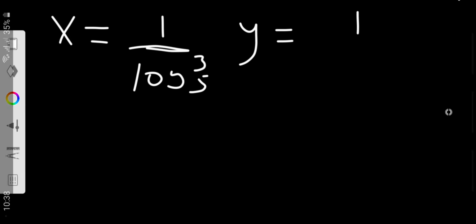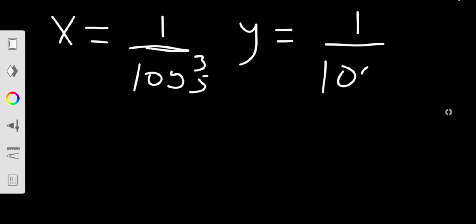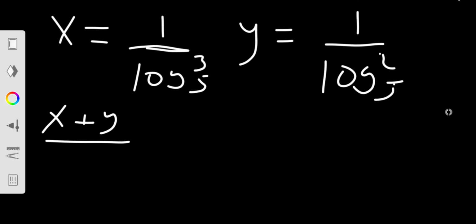So remember what x was. X was 1 divided by log of 3 to the base of 5, and epsilon was 1 over log of 2 to the base of 5. And now, we had what? We had x plus epsilon divided by x multiplied by epsilon, right? That we wanted to find.